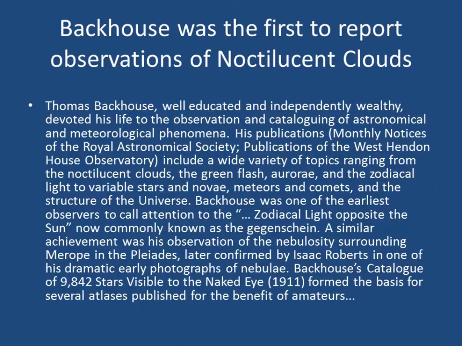And just look at what else he did. He was well educated, independently wealthy, and devoted his life to observation and cataloguing of astronomical and meteorological phenomena. His publications were in all sorts of professional publications. He produced his own West Hendon House Observatory circulars. He included a wide range of topics, including Noctilucent Cloud, which he was the first to report, the green flash, the aurora, the zodiacal light, variable stars, novae, meteors, comets, structure of the universe.